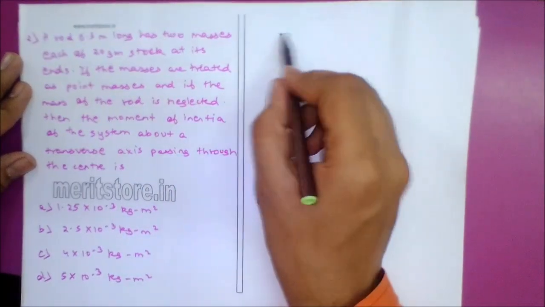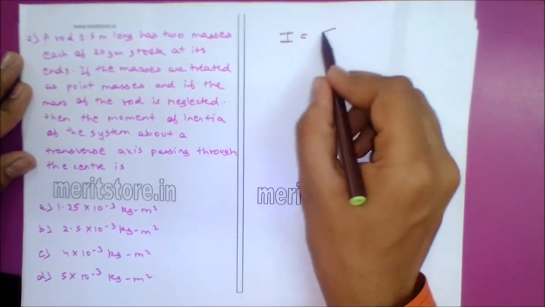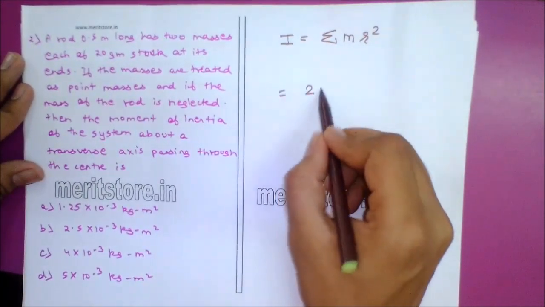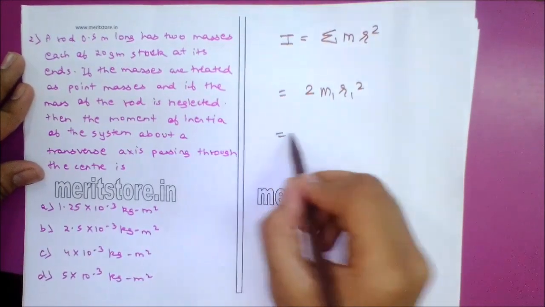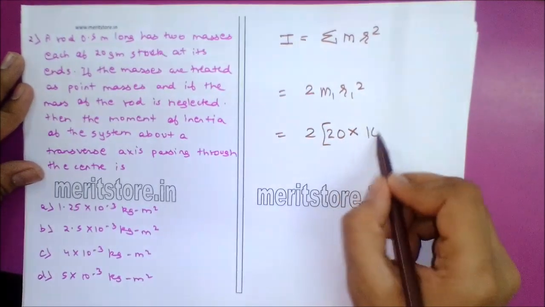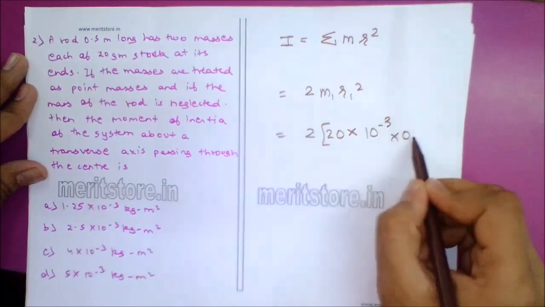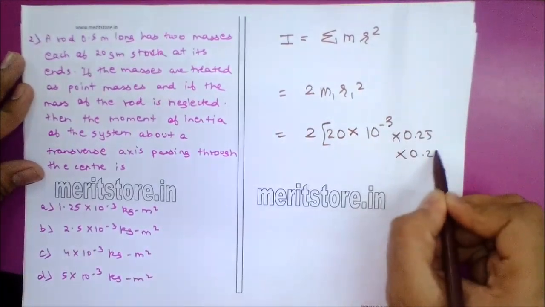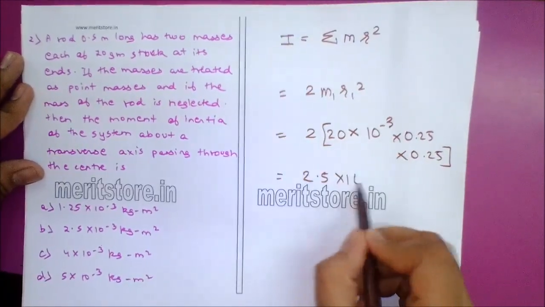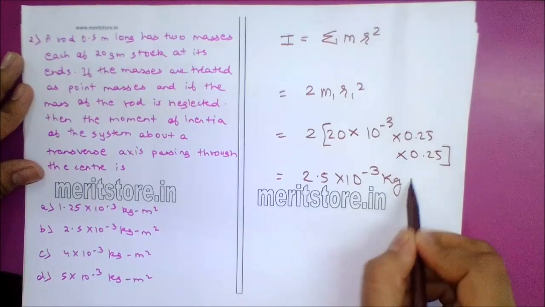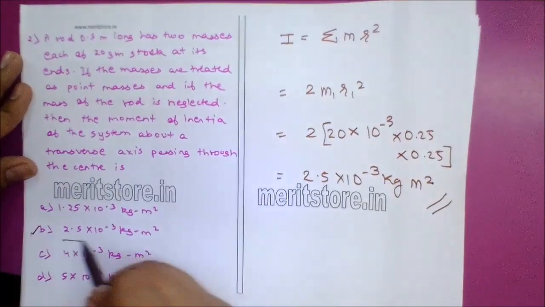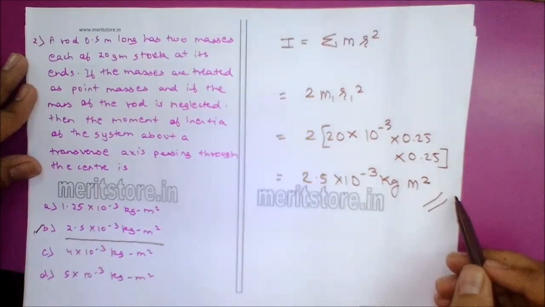Now to calculate this, we know the moment of inertia I is summation of m r square, which is equal to 2 m1 r1 square, which is equal to 2 into 20 into 10 raised to minus 3 into 0.25 multiplied by 0.25, which on solving we get 2.5 into 10 raised to minus 3 kg meter square. So option B, 2.5 into 10 raised to minus 3 kg meter square is the correct answer.